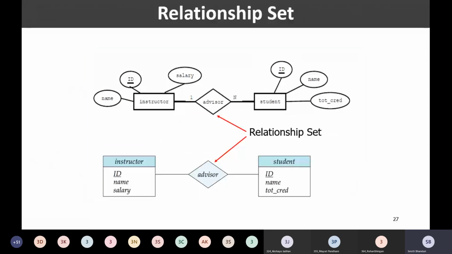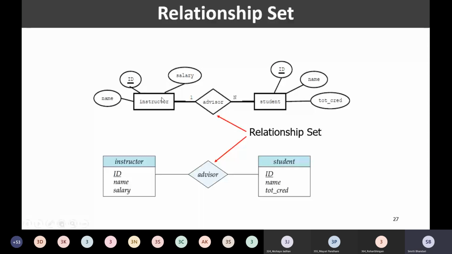Now the notation for relationship set. As we have seen earlier in our running example, we have identified one relationship set, advisor, between instructor and student. Right? So how to denote the relationship set in ER diagram? By making use of a diamond.